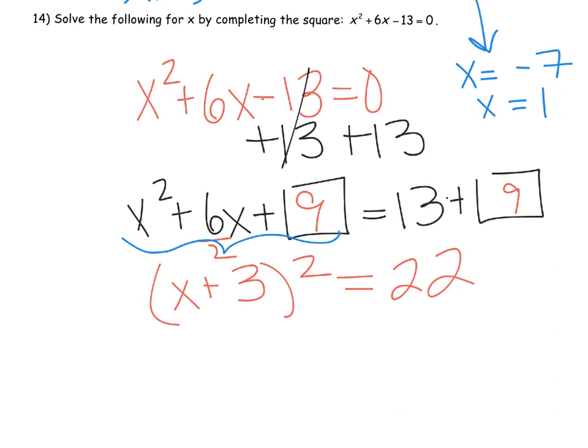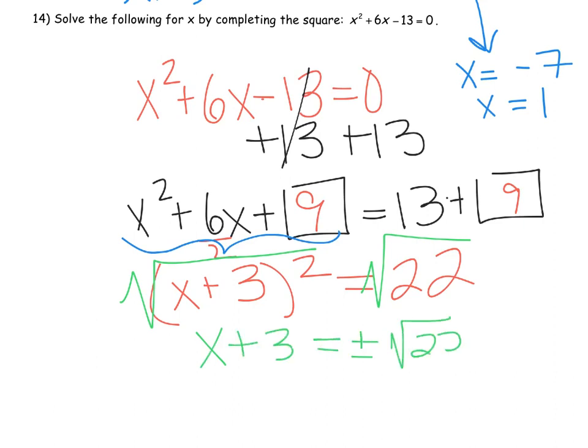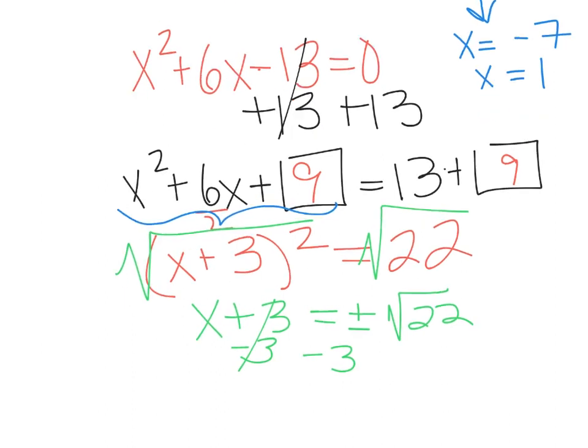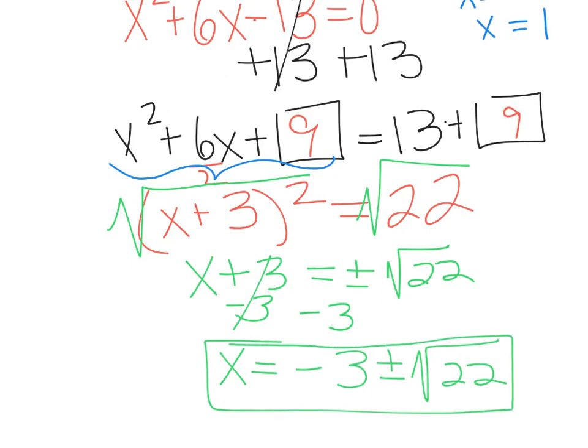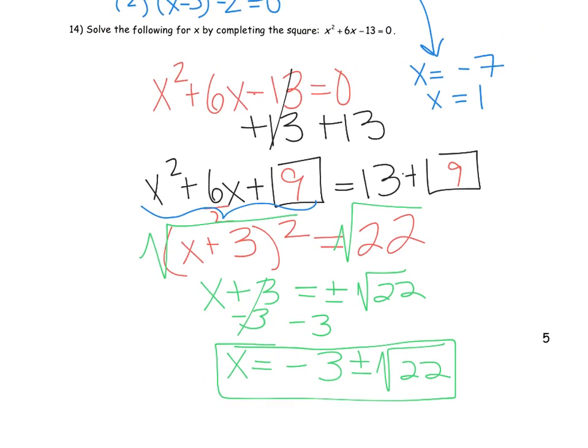I will be left with 22. To get rid of a square, we have to square root. So I'm going to square root both sides. I have x plus 3 equals plus or minus the square root of 22. I'm going to subtract the 3 over, and I'm going to be left with x equals -3 plus or minus the square root of 22, and we are done. This is solving by completing the square.